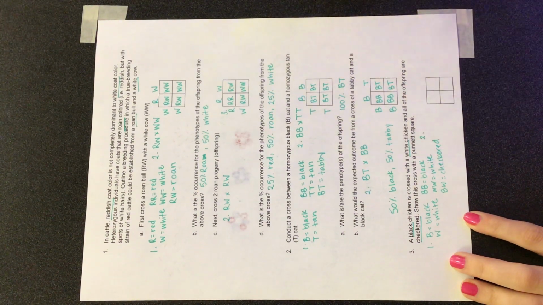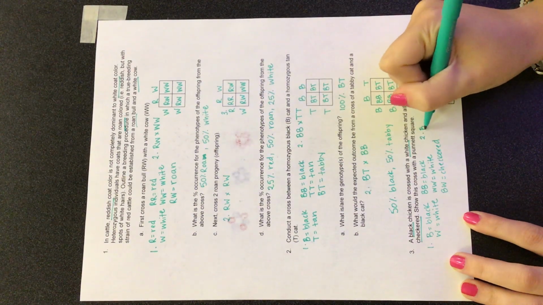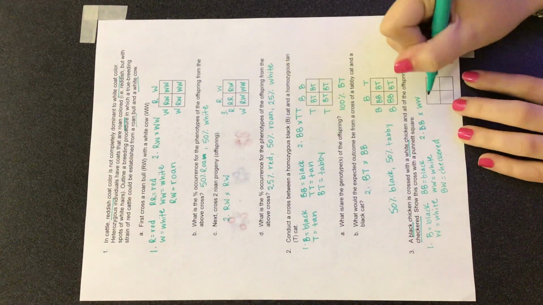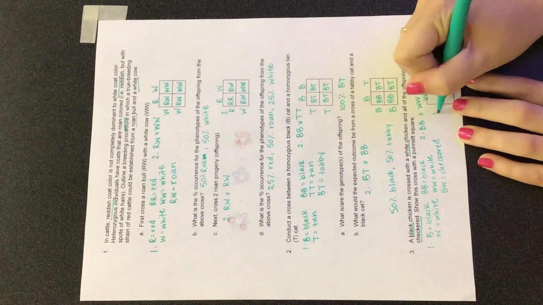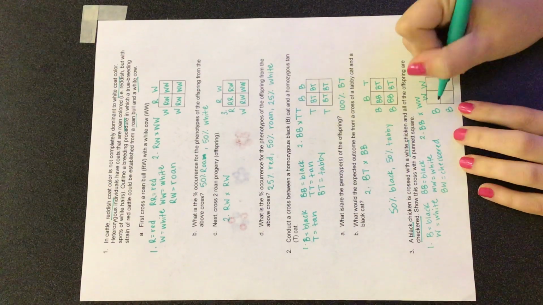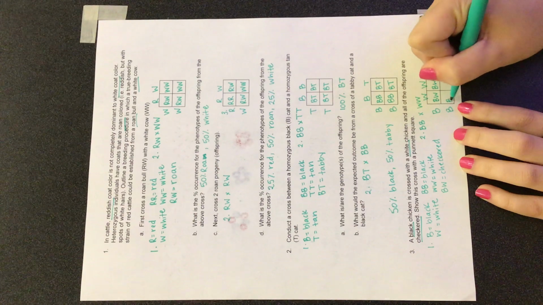My original parents are a black chicken and a white chicken, so I'm crossing a BB with a WW. And when I cross them, all it wants to know is to show the cross, and all of my offspring are going to be BW.